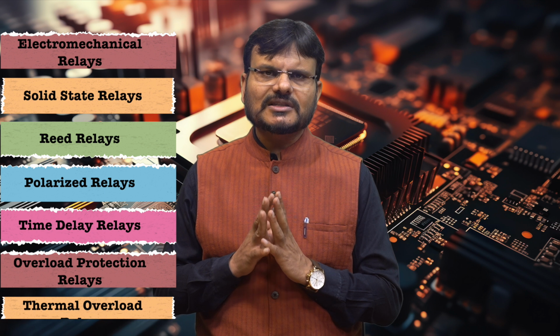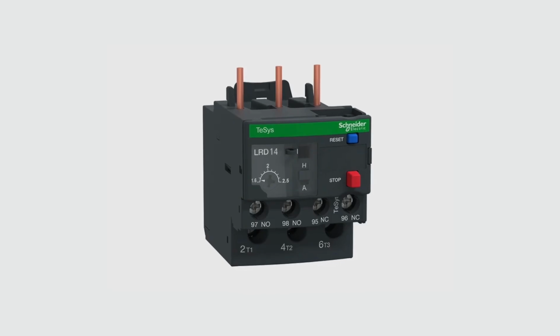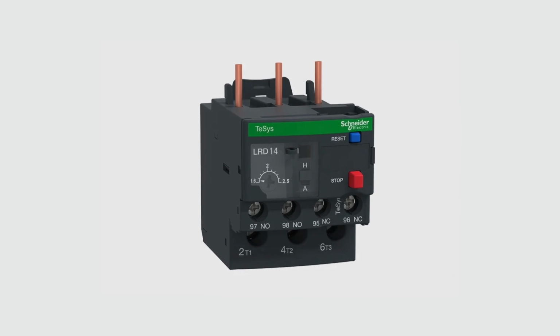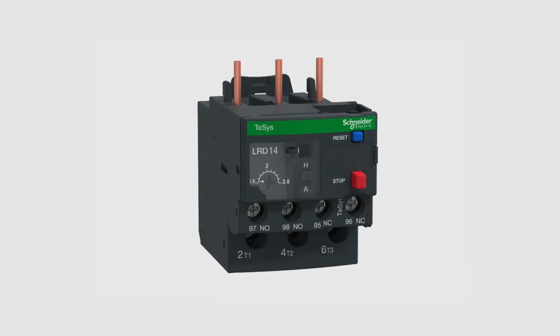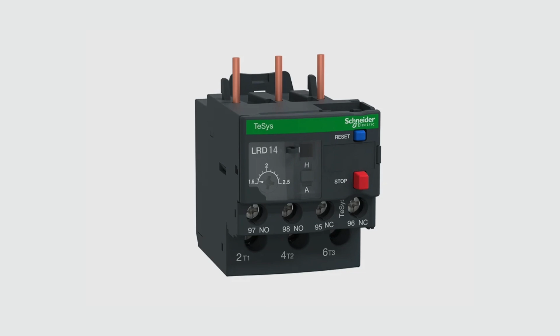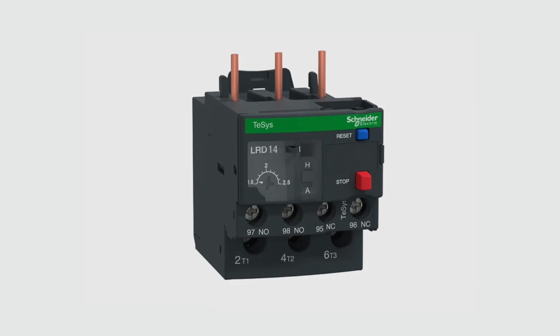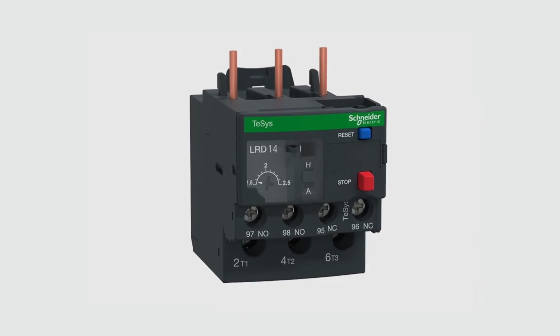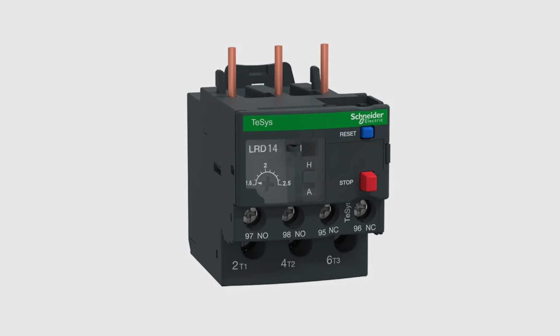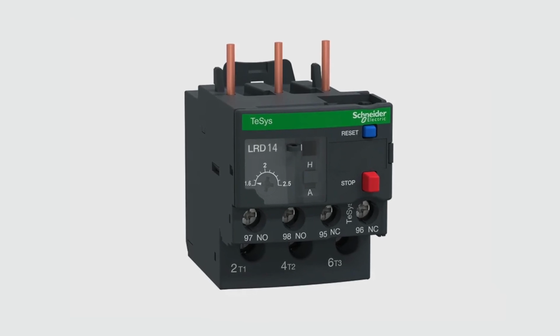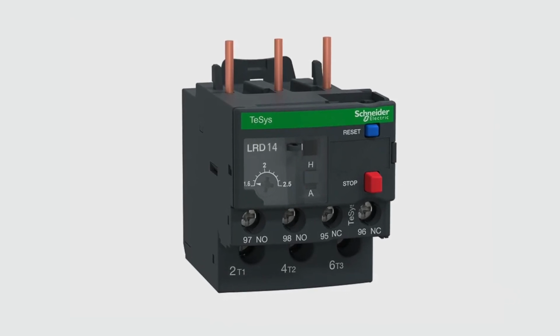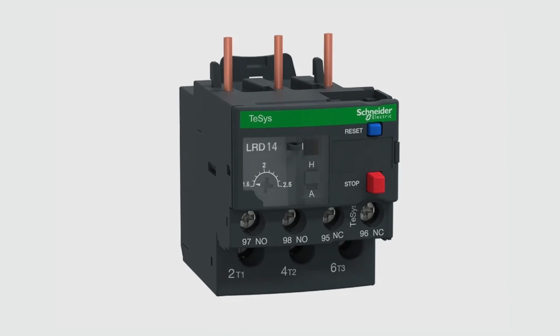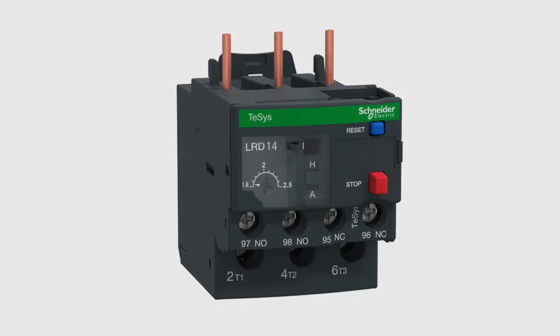The next relay is the thermal overload relay. Thermal overload relays protect motors from overheating by monitoring current and temperature. In this case, bimetallic strips or sensors detect heat, disconnecting power to the motor. They are used to protect against overcurrent and over temperature, ensuring motor safety.